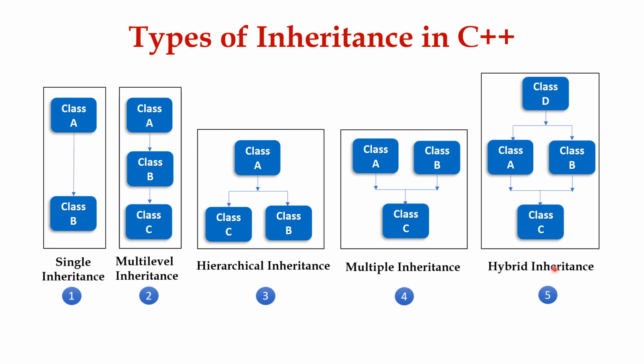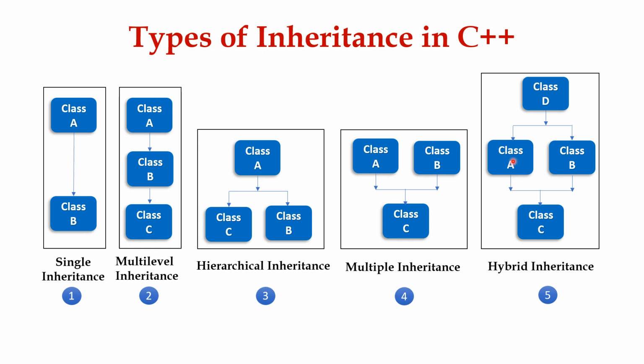Next, hybrid inheritance. Here it is a combination of one or more inheritance types in a single class hierarchy. We can notice that class D and class A form single inheritance. That is, class A inherits the properties of class D. Next, class D, class A and class C form multi-level inheritance. Here, class A acts as both derived class and base class. So class A inherits the properties of class D and class C inherits the properties of class A.